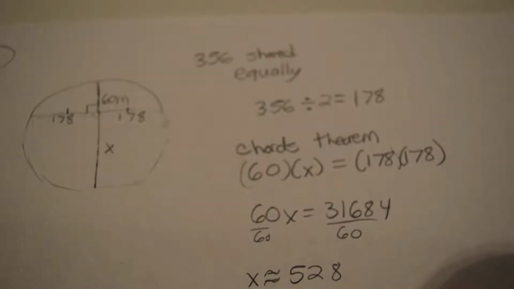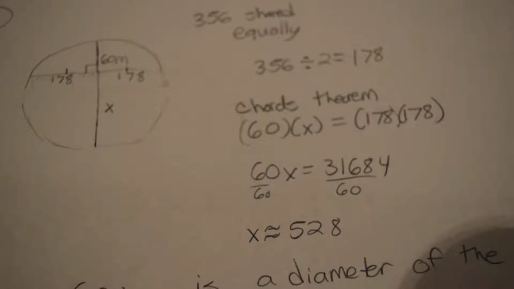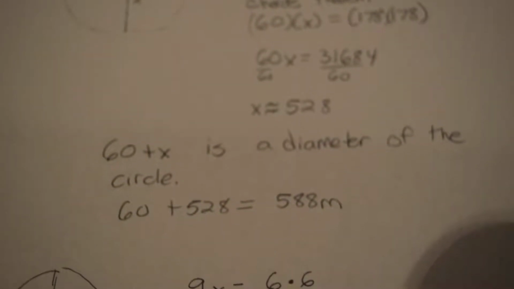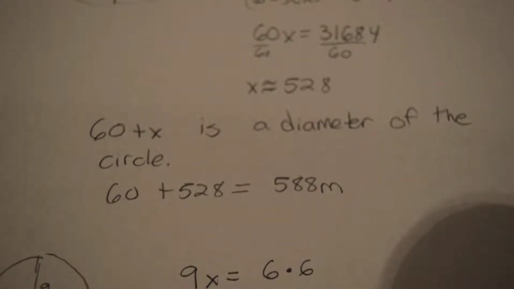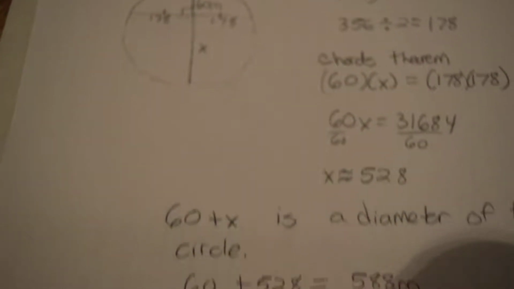And I'm going to use the chords theorem that's telling me part times part equals part times part of the other chord. When I solve through, I get about 528. That's the X. I have to add it back in with the 60 to get the diameter. So that one is about 588.